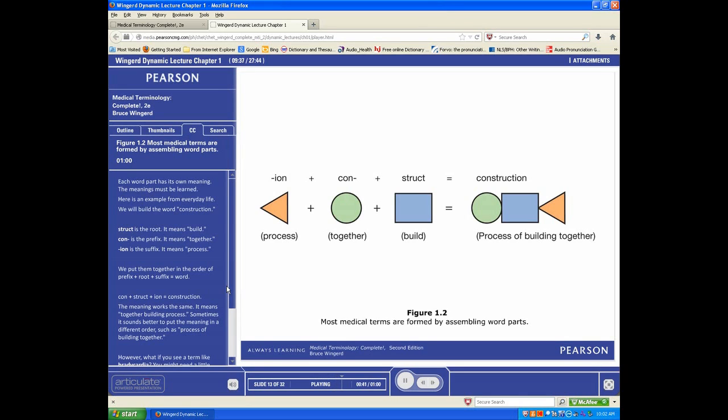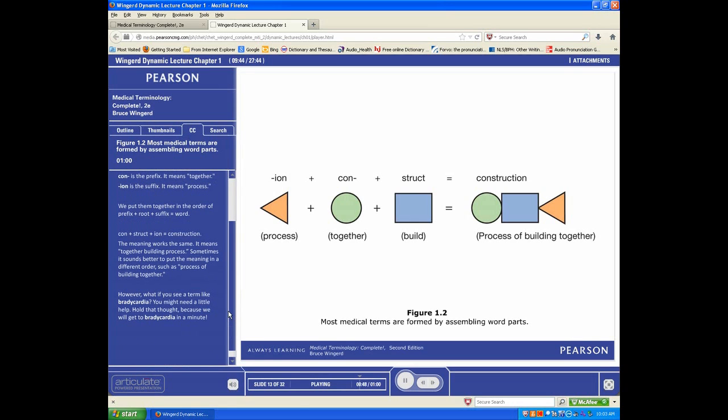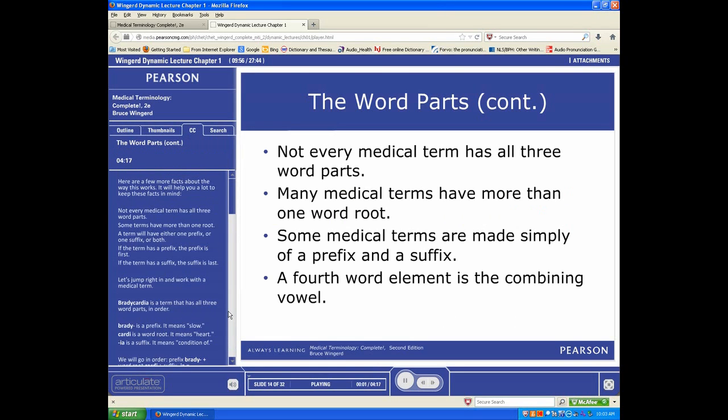Here are a few more facts about the way this works. It will help you a lot to keep these facts in mind. Not every medical term has all three word parts. Some terms have more than one root. A term will have either one prefix or one suffix or both. If the term has a prefix, the prefix is first. If the term has a suffix, the suffix is last.